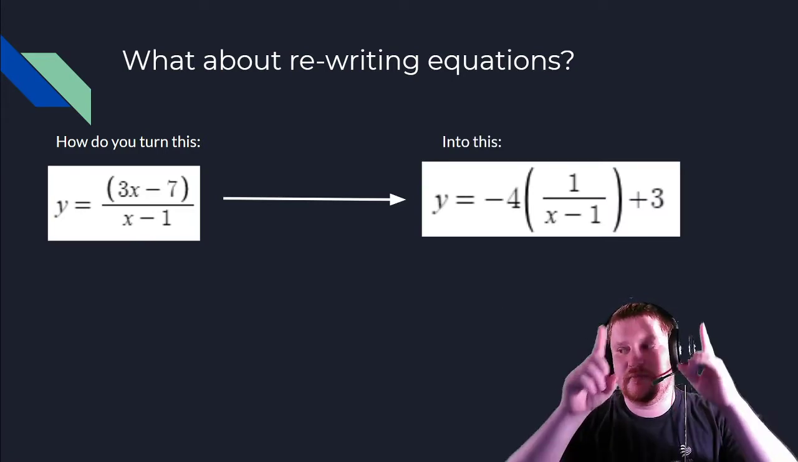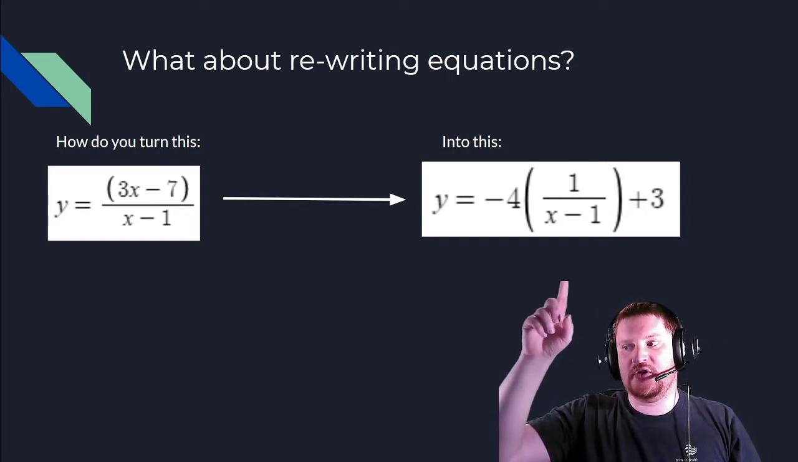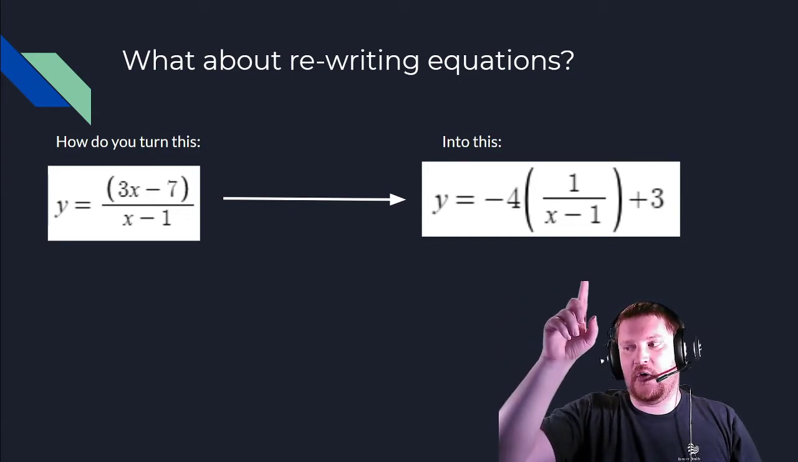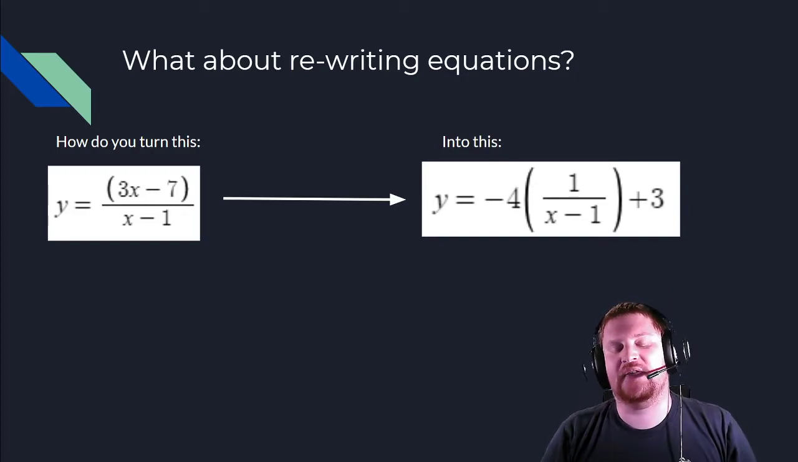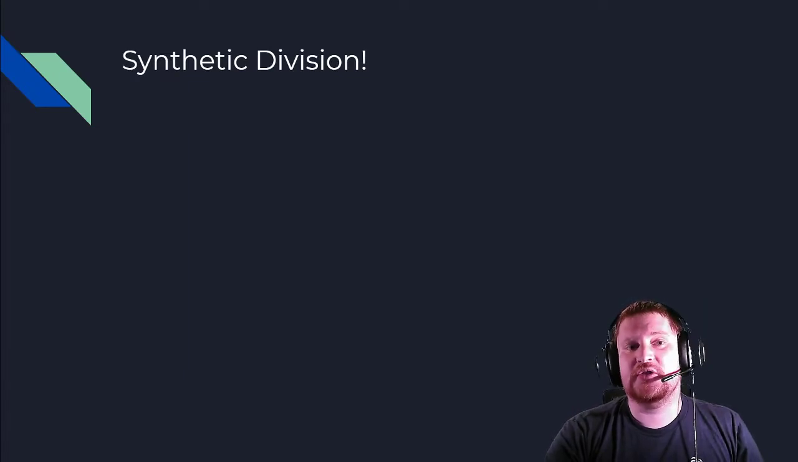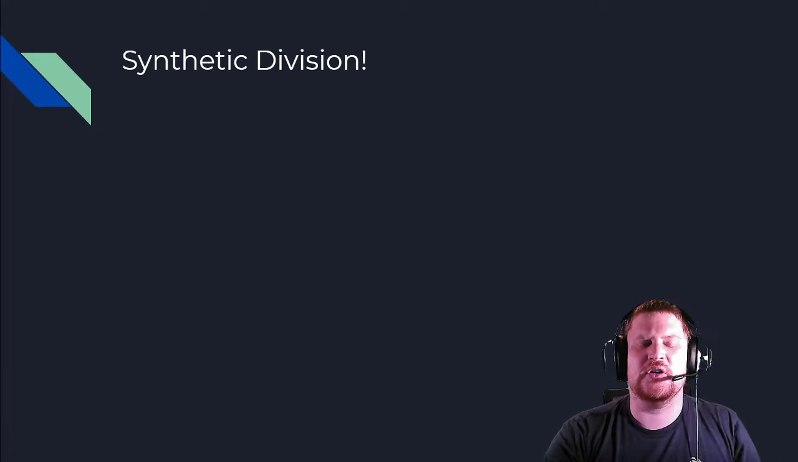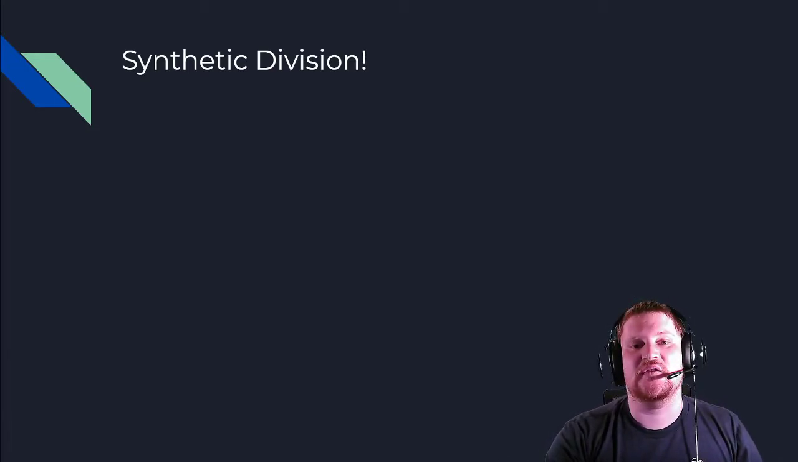This gives us everything that we need. We've got our vertical shift, our vertical stretch, our vertical reflection, our horizontal shift, and our vertical shift. So we know exactly what this graph is going to look like. The way to do this is through synthetic, or if you prefer long division, you can use long division. But I'm going to teach you guys how to do it with synthetic division.